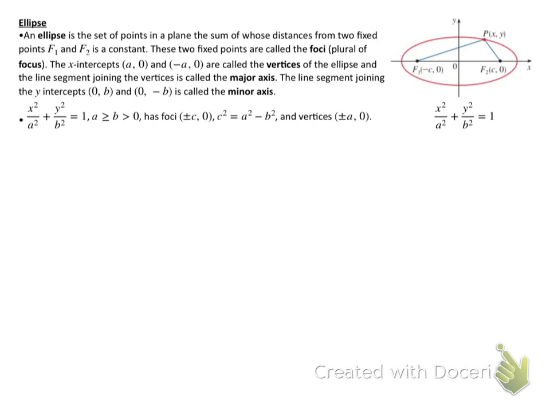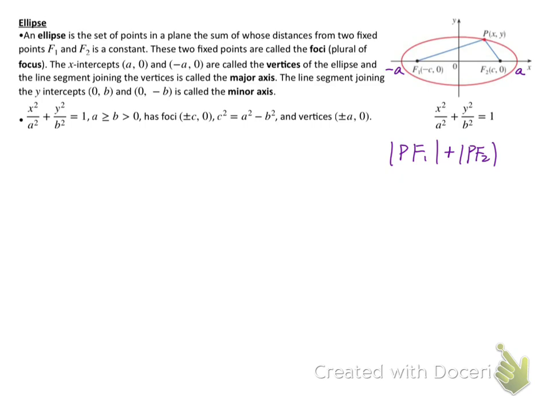Okay, so an ellipse is the set of points in a plane, the sum of whose distances from 2 fixed points F1 and F2 is constant. What it says is, for all of these points, PF1 plus PF2 is a constant. And what that constant is, if you keep reading, the x-intercepts are a and -a, (a, 0) and (-a, 0), because that's where y equals 0, okay?